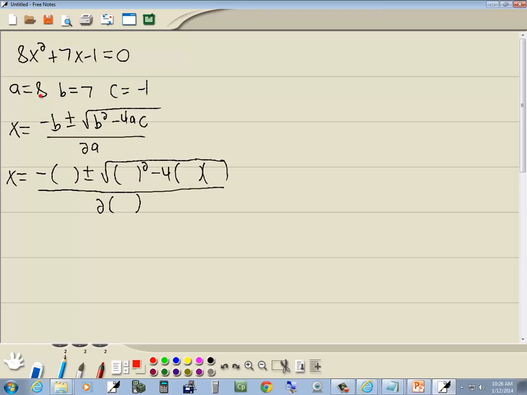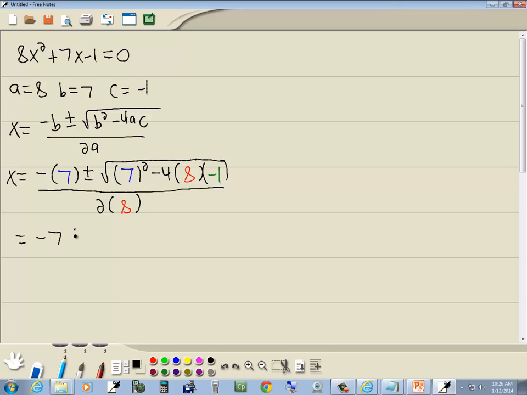Now everywhere we have, our A is 8, so everywhere we have an A in our formula, we'll put in the 8. Our B is 7, so everywhere we have a B, we'll put in 7. And our C is negative 1, so everywhere we have a C, we'll put in negative 1.